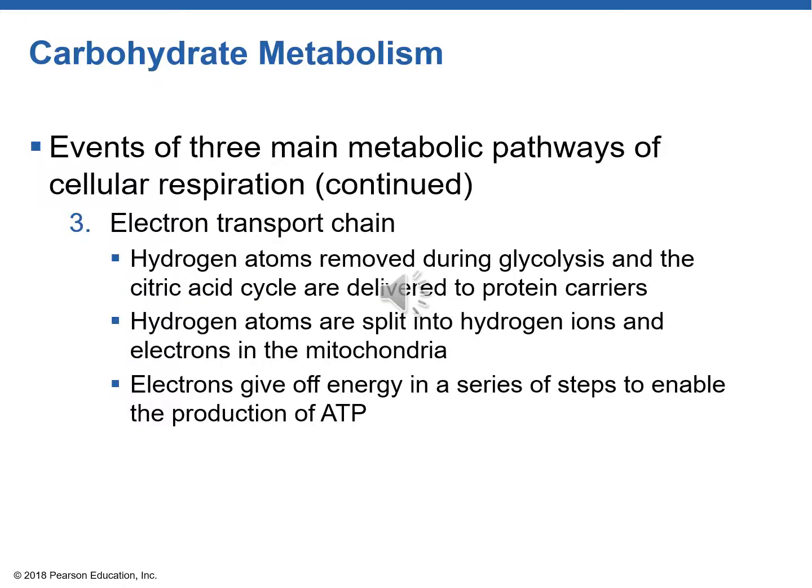The next step is the electron transport chain. This is still occurring in the mitochondria and is going to produce a great deal of ATP. What happens here are hydrogen atoms that were removed during glycolysis and the citric acid cycle are delivered to protein carriers. And these hydrogen atoms are then split into hydrogen ions and electrons in the mitochondria. The electrons give off energy in a whole bunch of complicated steps, but we're keeping it really simple, and it results in the production of lots of ATP.